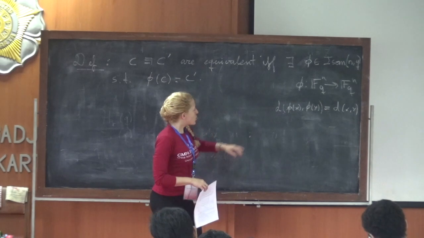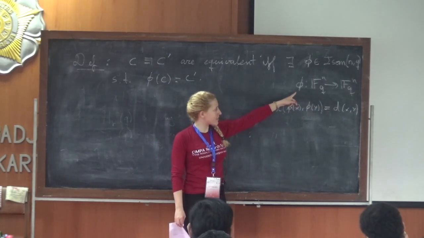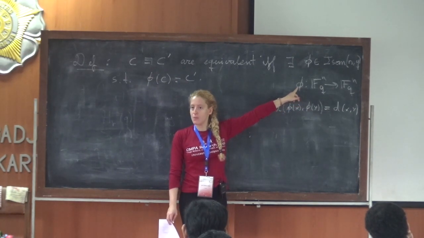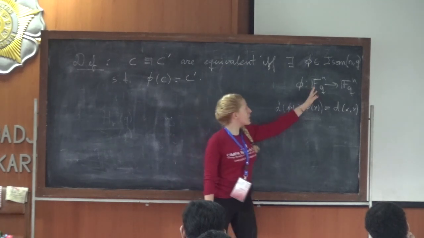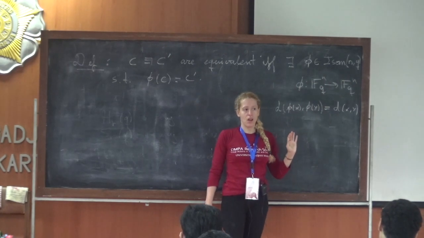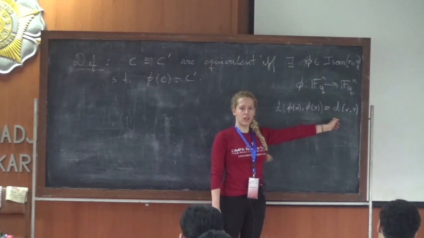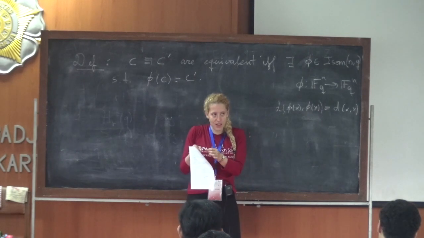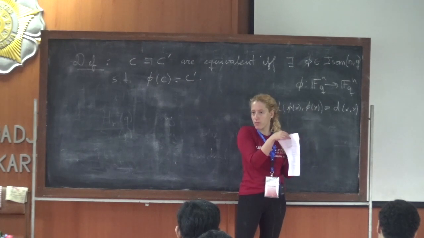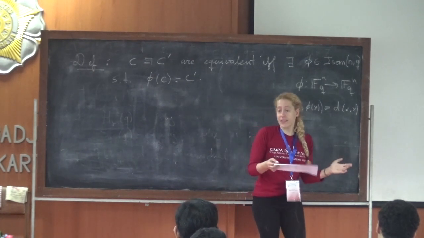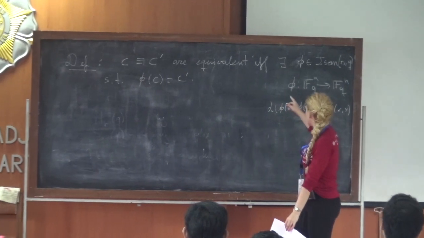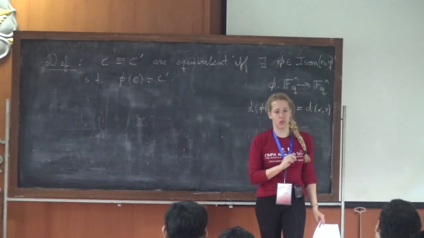Okay? So notice that I'm not asking for extra information in this definition. I'm not asking it to be linear, for instance. This is just a map. Even if here we have vector spaces, this is just a map from one set to another one. And I ask this condition, that the distance in the first space is the same as the distance of the images in the other space. So we say two codes are equivalent if there exists an isometry from one to the other.